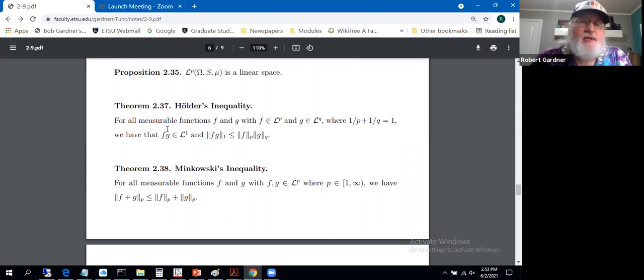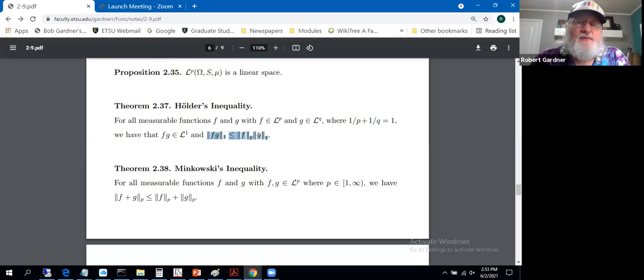It's called Hölder's inequality. It says for all measurable functions f and g, with f in calligraphy LP and g in calligraphy LQ, where 1 over p plus 1 over q equals 1, we have the product fg in calligraphy L1, and we have the L1 norm of f times g less than or equal to the LP norm of f times the LQ norm of g. Okay.